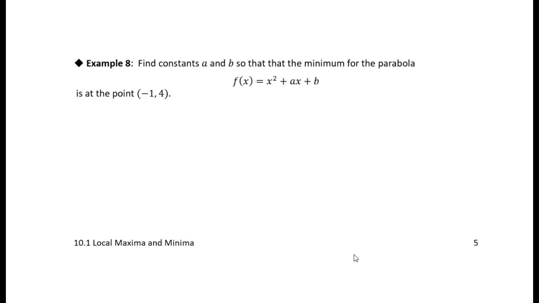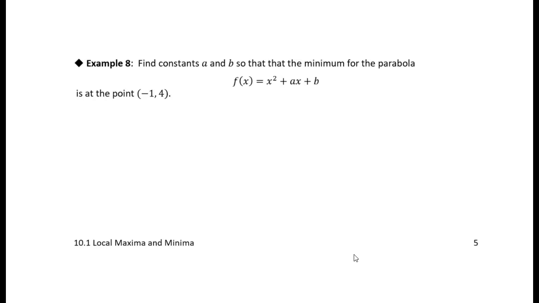We want to find constants a and b so that the minimum for the parabola, this parabola, x squared plus ax plus b, is at the point -1, 4. All right, so now this is kind of weird because we have a lot of variables here. We have x, but we also have this a and b, and we're actually trying to find the a and b values that cause this parabola to have a minimum at this point.